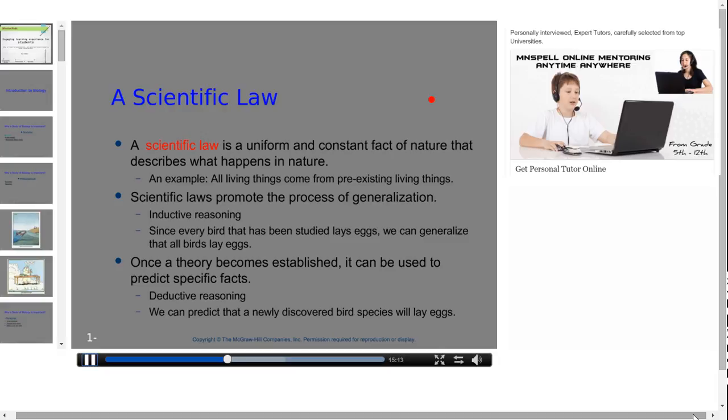It has inductive reasoning. These are some of the common observations which can be generalized. One example is given here. Every bird that has been studied lays eggs, and we can generalize that all birds lay eggs. Once a theory becomes established, it's used to predict specific facts. So a hypothesis, which then comes to be a theory, then comes the scientific law.